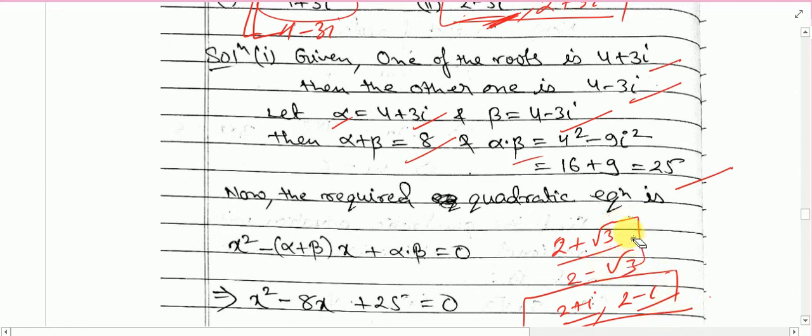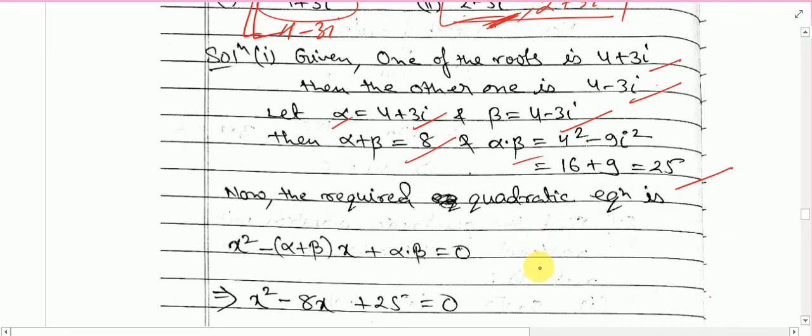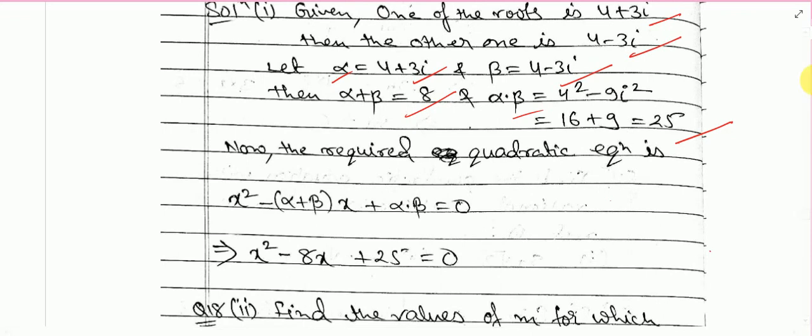If you see that only one root is given, you should check whether that root has to be imaginary or irrational. Then the other root will be the conjugate of that, and you can easily write down the quadratic equation. So this is all for today.